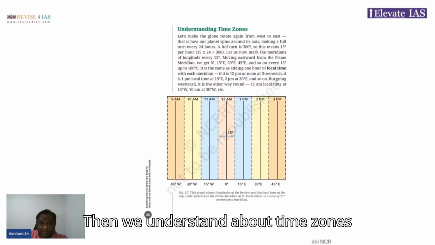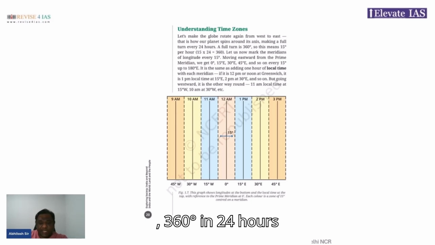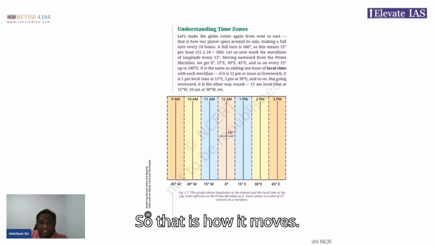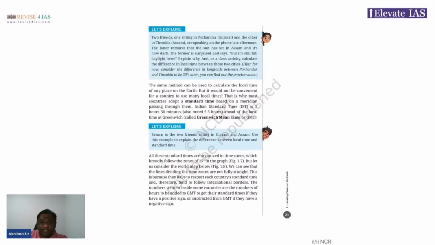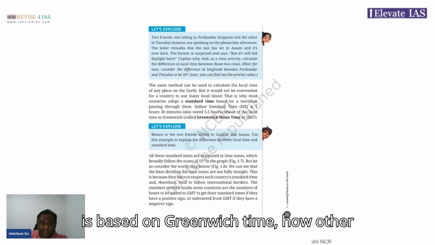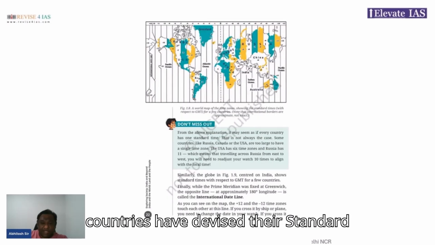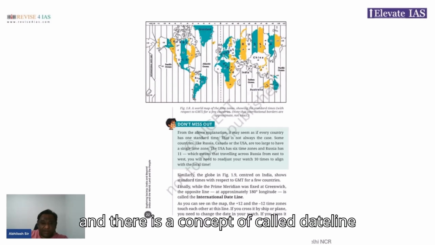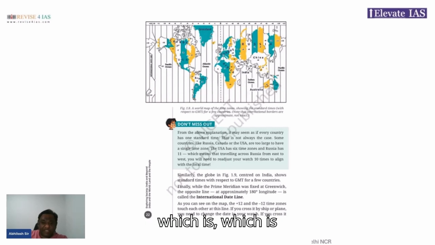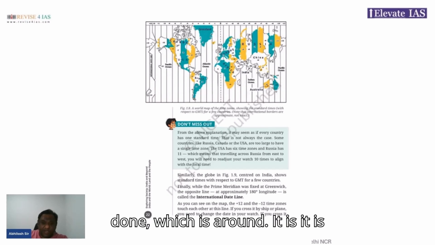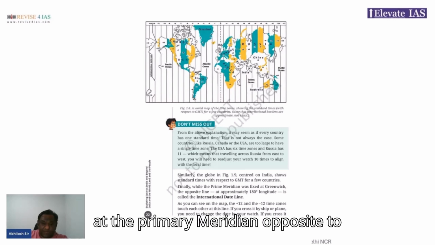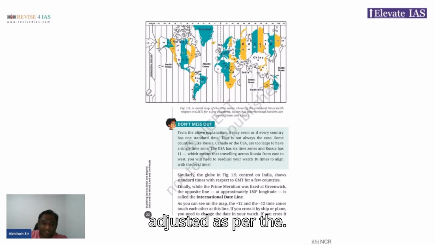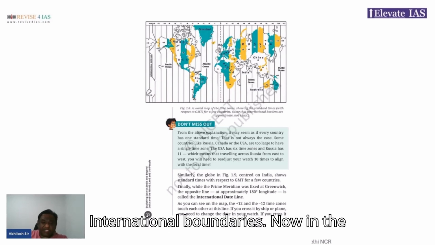Then we understand time zones: 360 degrees in 24 hours, a 15-degree movement in every 1 hour. That is how it moves. Then we spoke about how the standard time is based on Greenwich time, and how other countries have devised their standard time as per Greenwich time. And there is a concept called the date line, which is opposite to the prime meridian line, and the date line is adjusted as per the international boundaries.